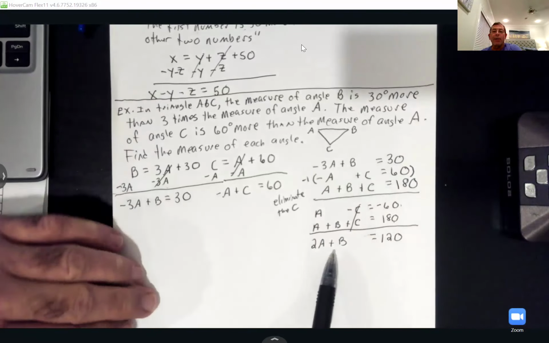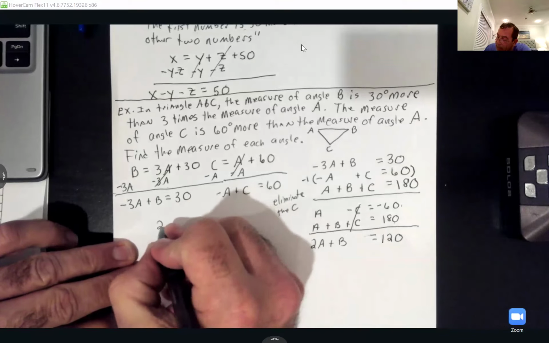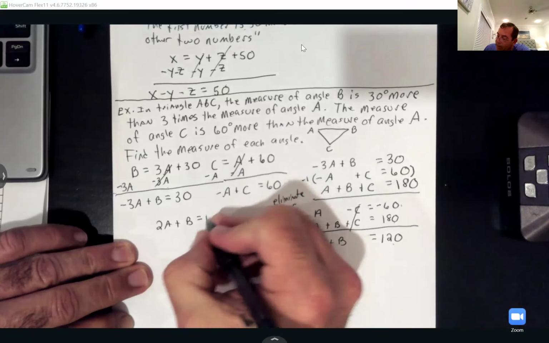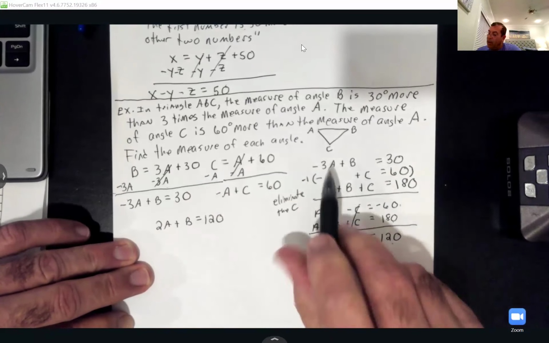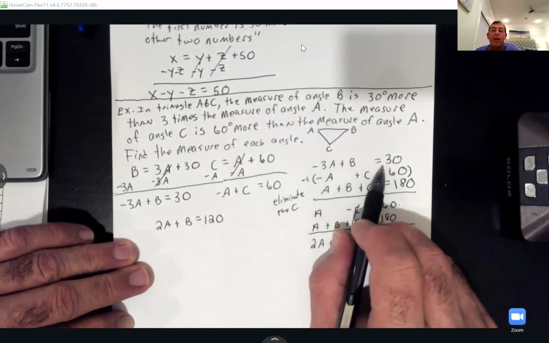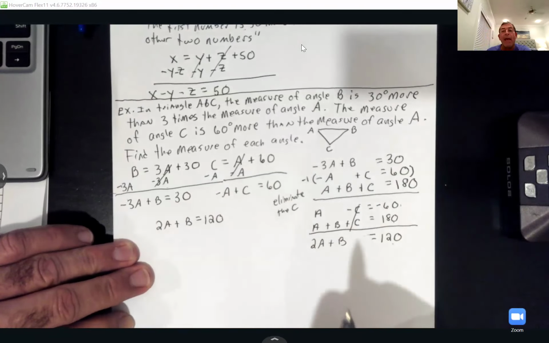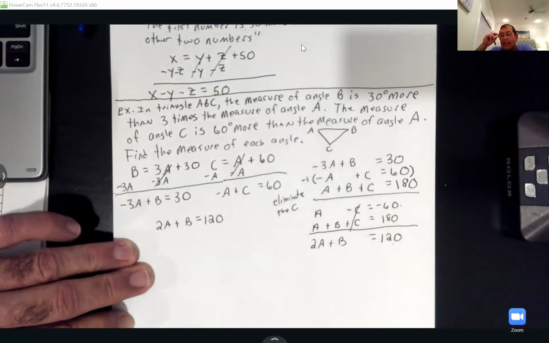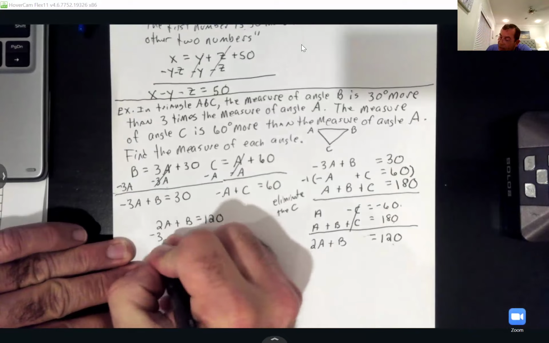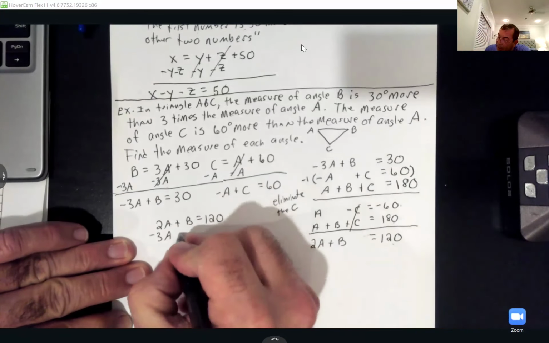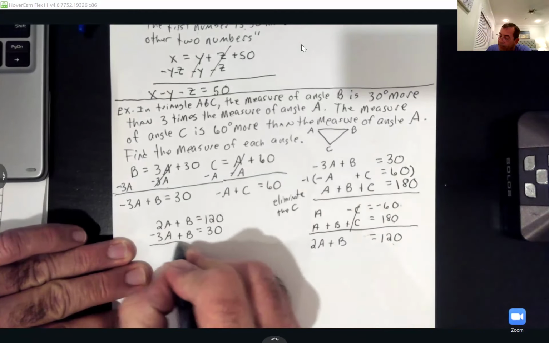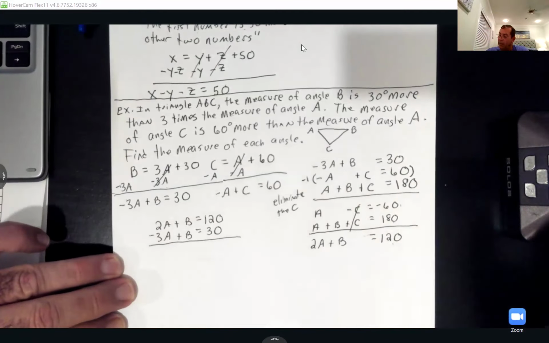But y'all look here. I got this 2A plus B equals 120. The equation I didn't use while ago has an A and a B equal to 30. So bring that one down automatically. So you don't have to eliminate the C on it because it's already eliminated. So I got a negative 3A plus a B equals 30.